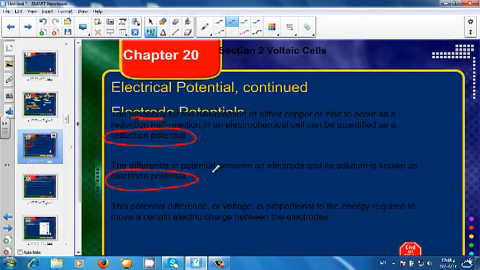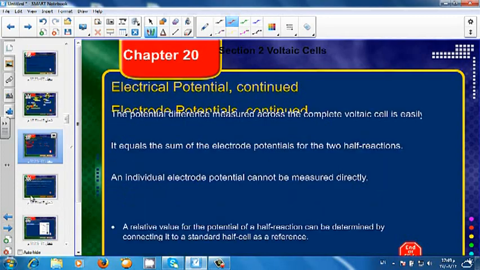But the difference in potential between zinc and zinc sulfate solution, copper and the copper sulfate solution, the difference between them, we call it electrode potential. This potential difference or voltage is proportional to the energy required to move certain electric charge, as we said. So they are directly proportional to each other, the voltage and the charge. More voltage, higher charge; less voltage, less charge and less current.